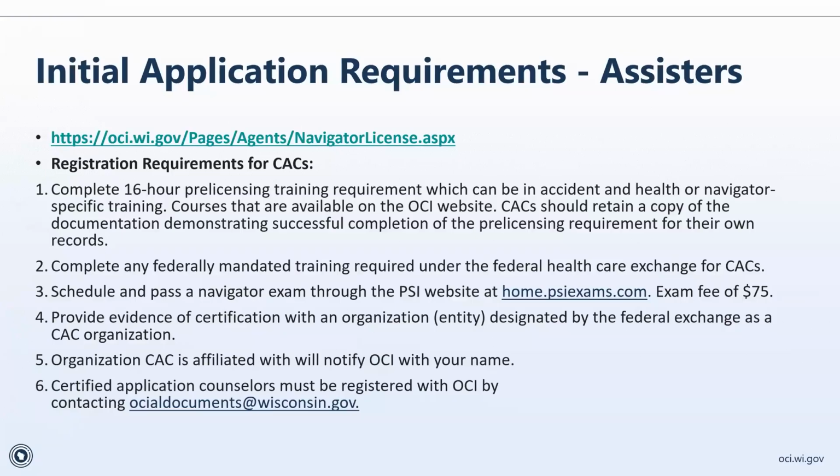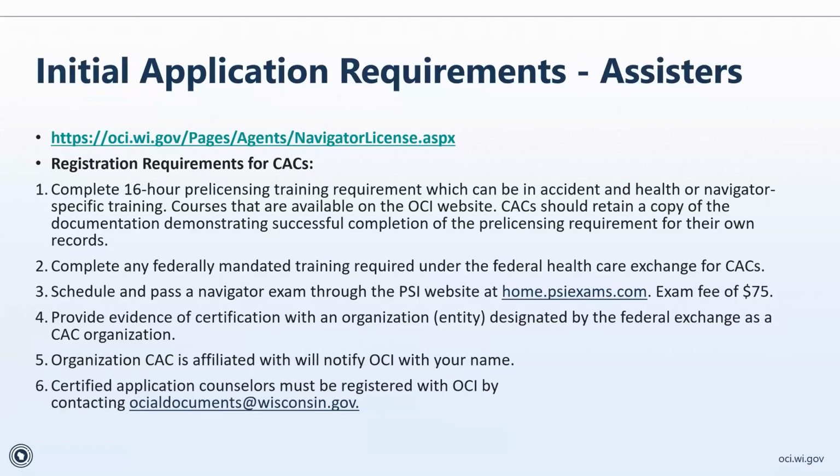Individuals working in settings such as federally qualified health centers, hospitals, healthcare providers, social service agencies, local health departments, and Indian Health Services who do the following must be registered with OCI. They are defined as those who help consumers fill out electronic and paper applications to establish eligibility for the Federal Exchange and Public Assistance programs, and those who help consumers enroll in coverage on the Federal Exchange.